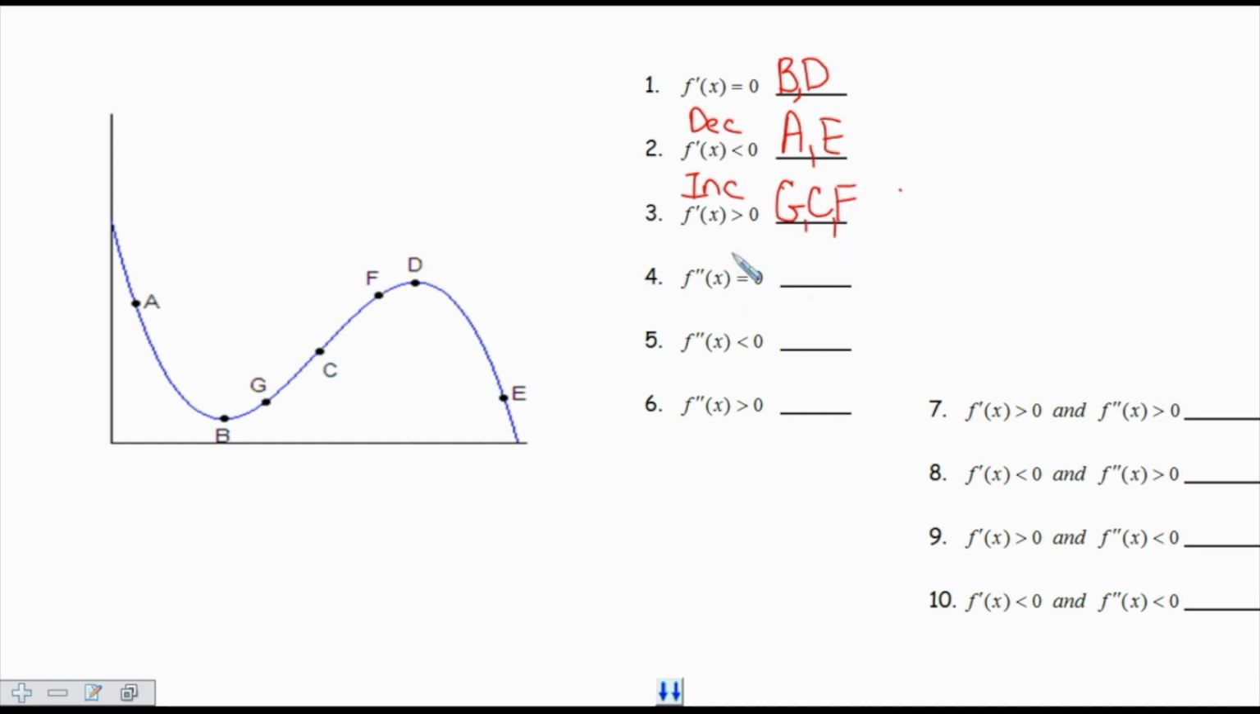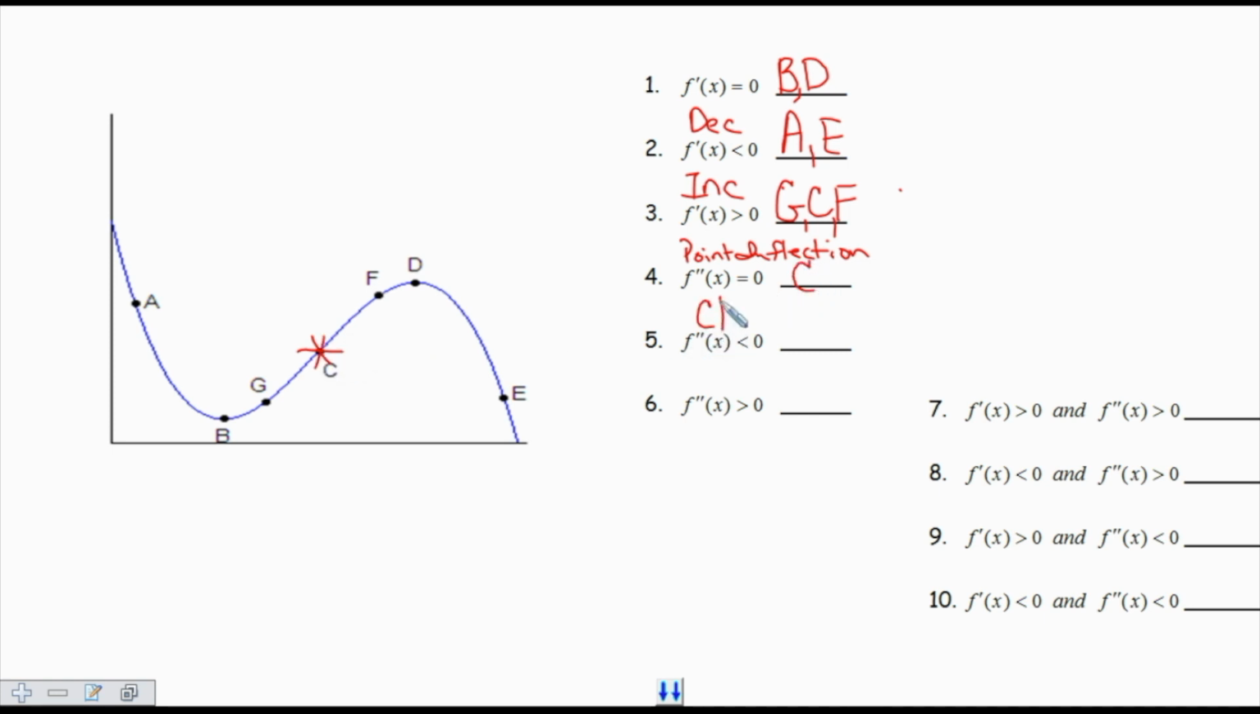Where's the second derivative equal to 0? That means I want the point of inflection. The point of inflection is where you change concavity. I'm concave up and I'm concave down. And right in the middle is the place where that happens, and that's C.